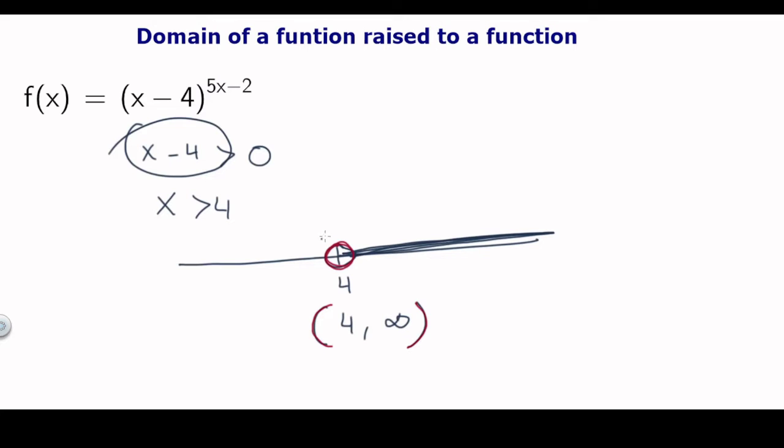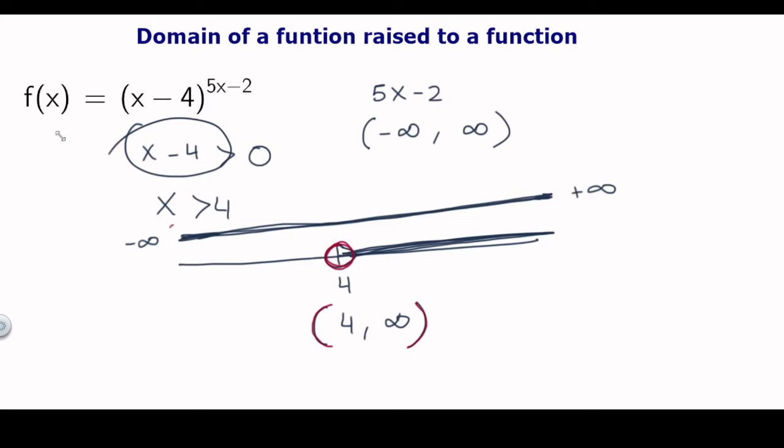Remember that we use hollow circles and parentheses when the endpoints are not included. Now we have to consider the exponent. You can see the exponent is a polynomial function, and of course polynomial functions are defined for all real numbers of the variable x, from negative infinity to positive infinity.